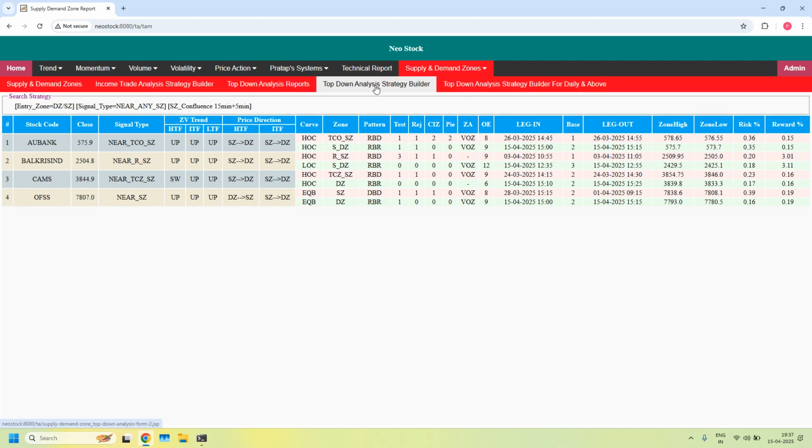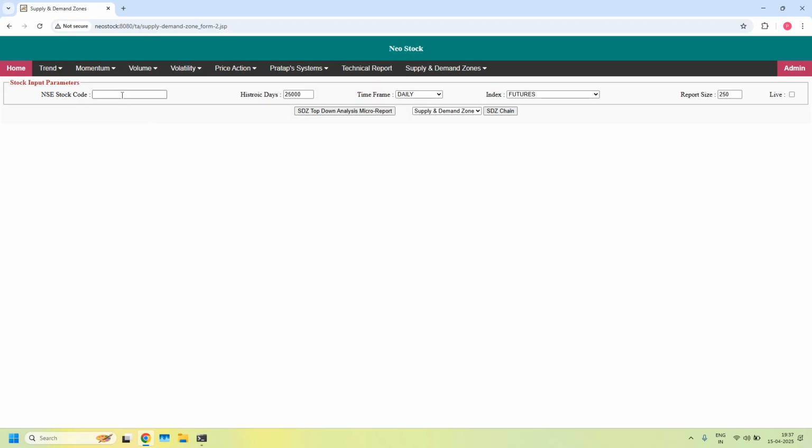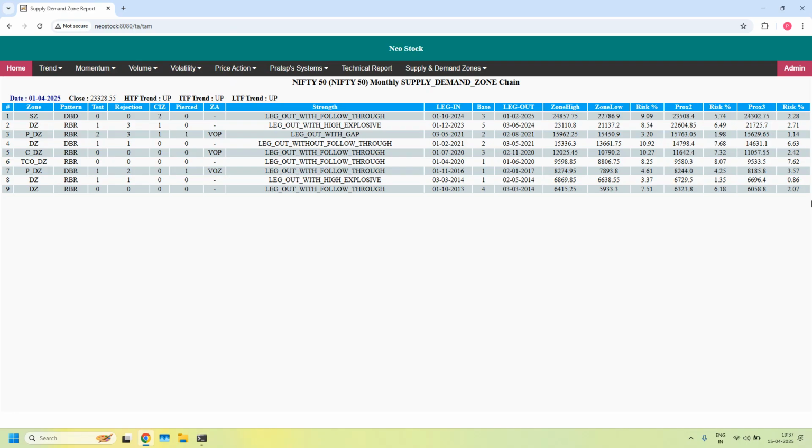NIFTY and BANKNIFTY supply demand zone chain reports, starting with NIFTY and also starting from monthly time frame, generating supply demand zone chain for NIFTY. NIFTY monthly supply demand zone chain. Always look into the zone column to find the high liquidity zones. Look into the pierced column to find the pierced zones.